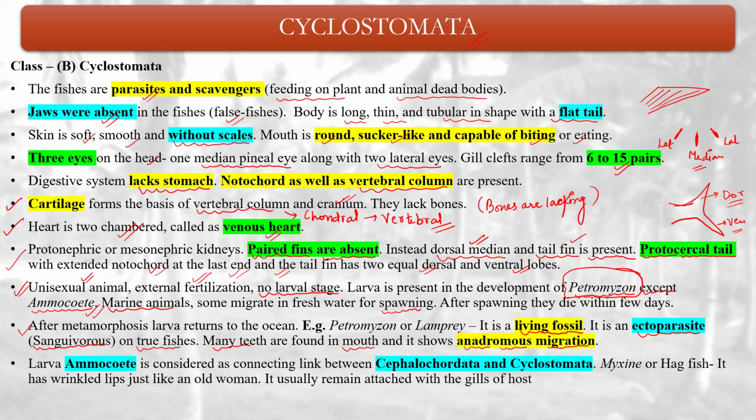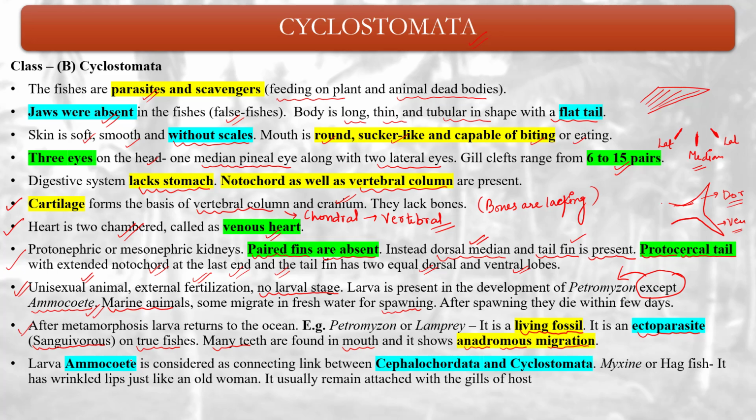Understood? Now it's fine. Please remember, there is one confusion. This is except given for the Petromyzon, means except Petromyzon. Okay, except Petromyzon, they show a direct development, meaning without the formation of larvae. Okay, except this Petromyzon. Understood?